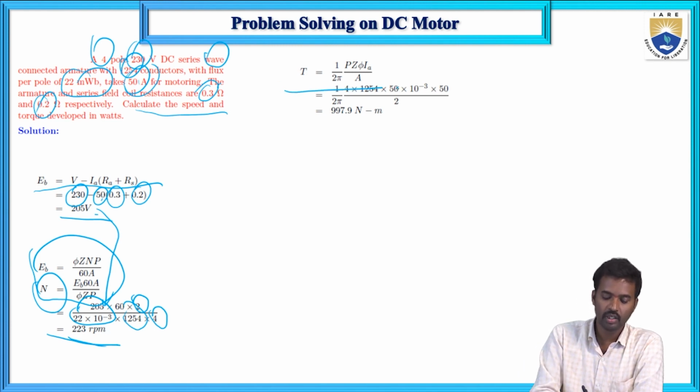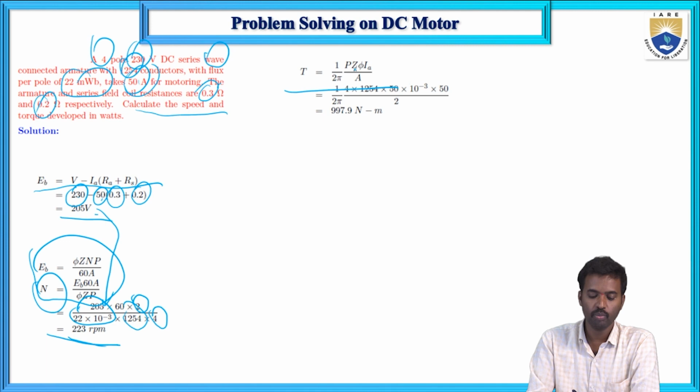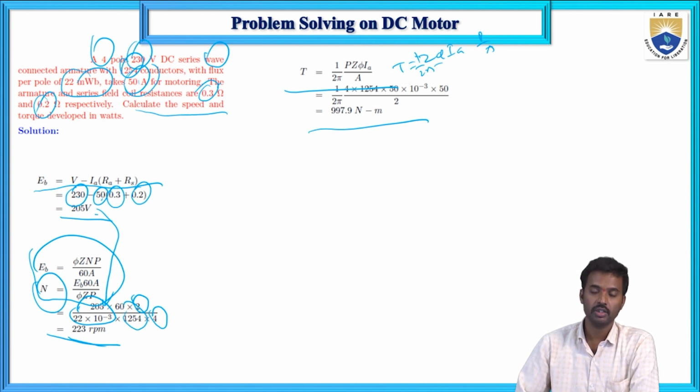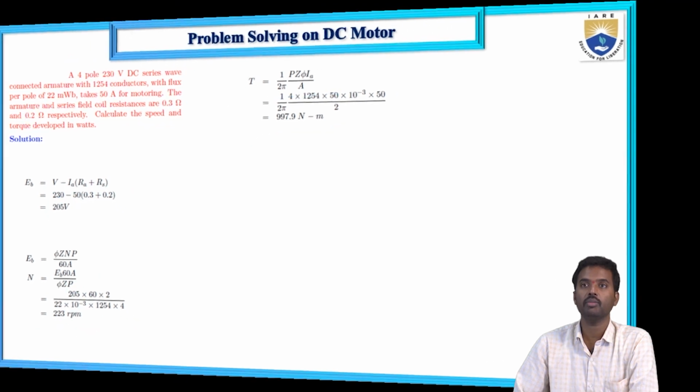So now torque equals 1 by 2 pi φ Ia Z into P by A. So T equals 1 by 2 pi. If you substitute all the parameters in this equation, that is 997.9 Newton meter.